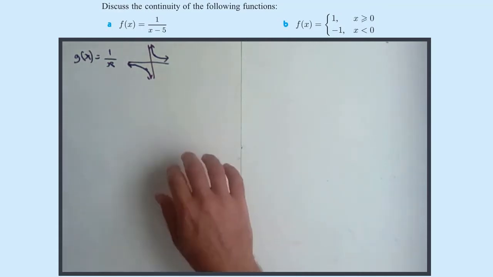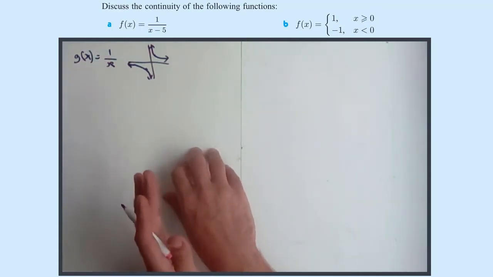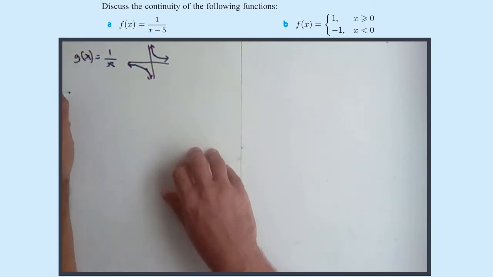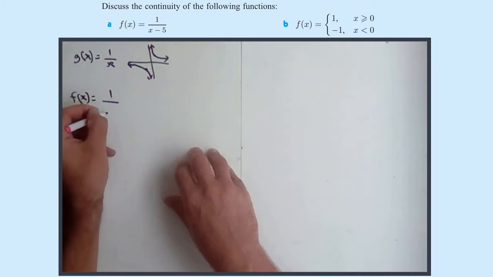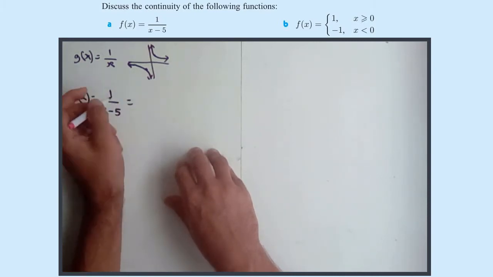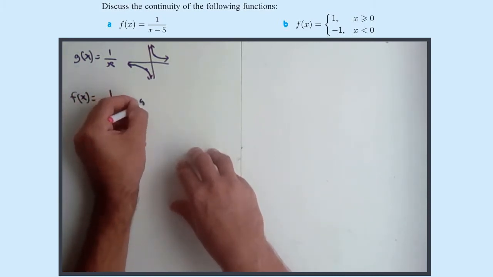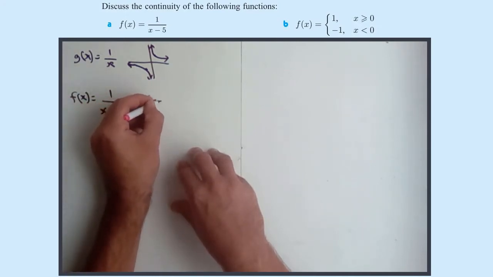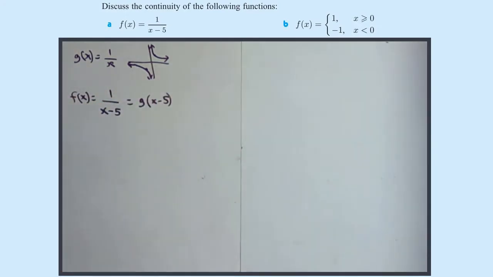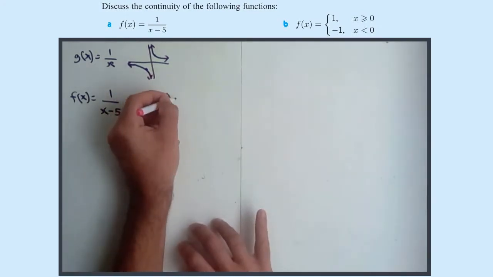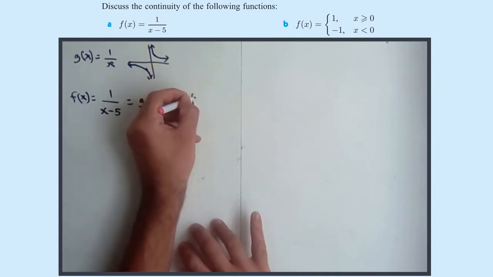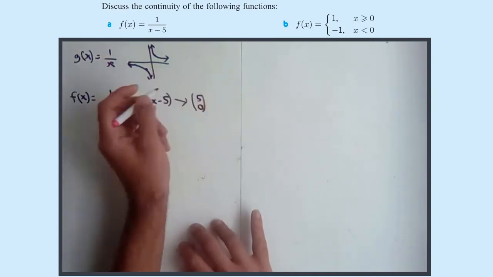So say I want to draw 1 over x minus 5. So f of x equals 1 over x minus 5. That's the same as g of x minus 5. So it's doing the same thing function-wise, taking the reciprocal of something, but the something you're taking a reciprocal of is x minus 5. So we're changing the argument, which means it's a transformation. It goes 5 units to the right, and it doesn't move up at all.